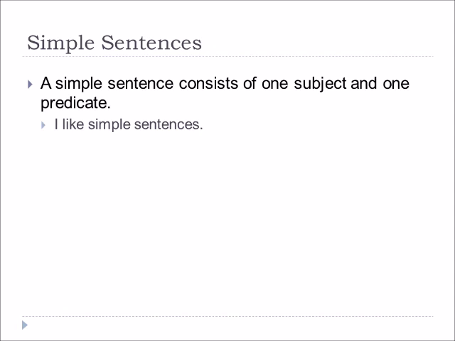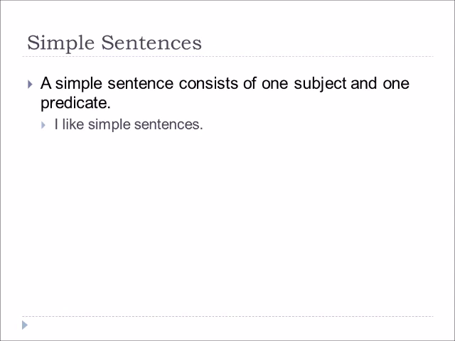What is the subject of the sentence? I is the subject. And what is the predicate verb? Like. I like. And simple sentences simply tells the reader what it is I like. A simple sentence consists of one subject and one predicate verb. Now in this example, it's a very short sentence, but do not get confused. Not all simple sentences are short.